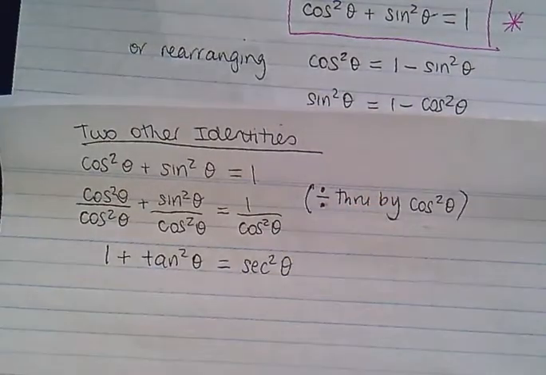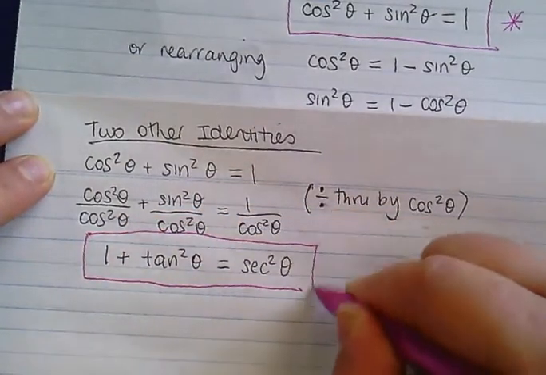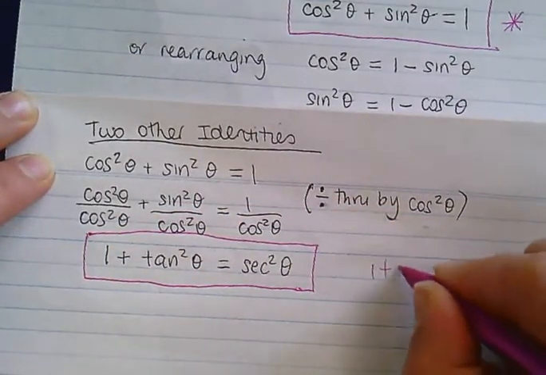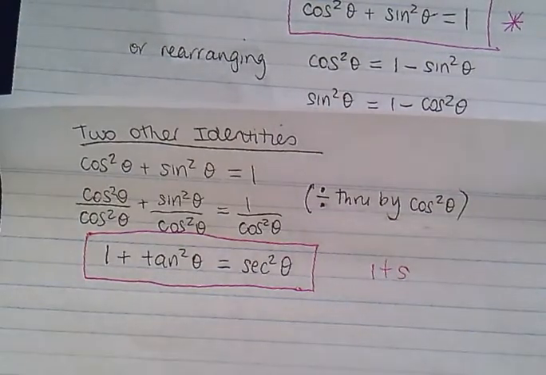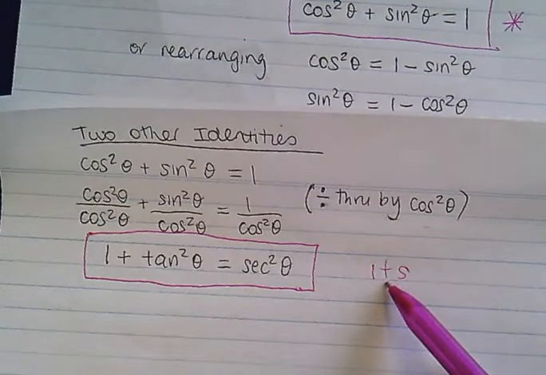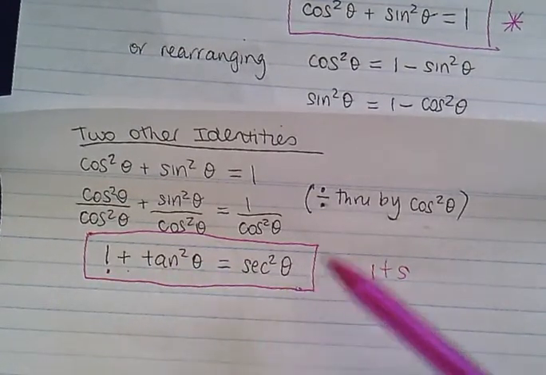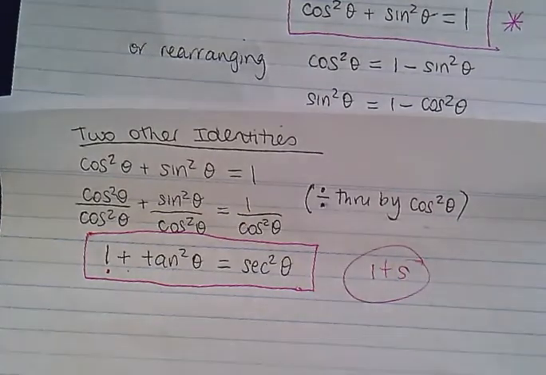Now, this is how I remember this one. 1 plus tan squared theta equals sec squared theta. I remember it like this: it's, as in it is, it's. 1 plus t equals s. 1 plus tan squared theta equals sec squared theta. It's. That's how I remember it.